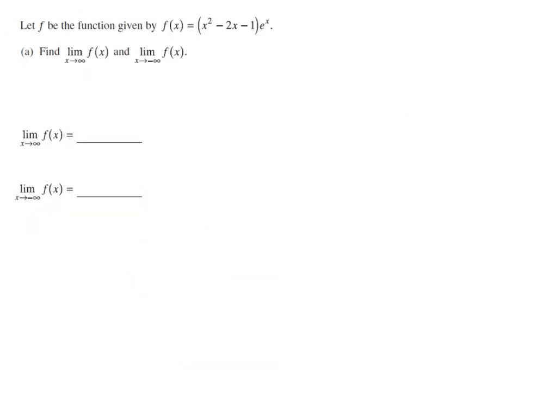In this question, we're looking for the limits as x approaches infinity and negative infinity of the function x squared minus 2x minus 1 times the quantity e to the x. So if we look at x approaching infinity, the part in the parentheses, x squared minus 2x minus 1, is infinity. And the part outside the parentheses is e to the infinity, which is also infinity.